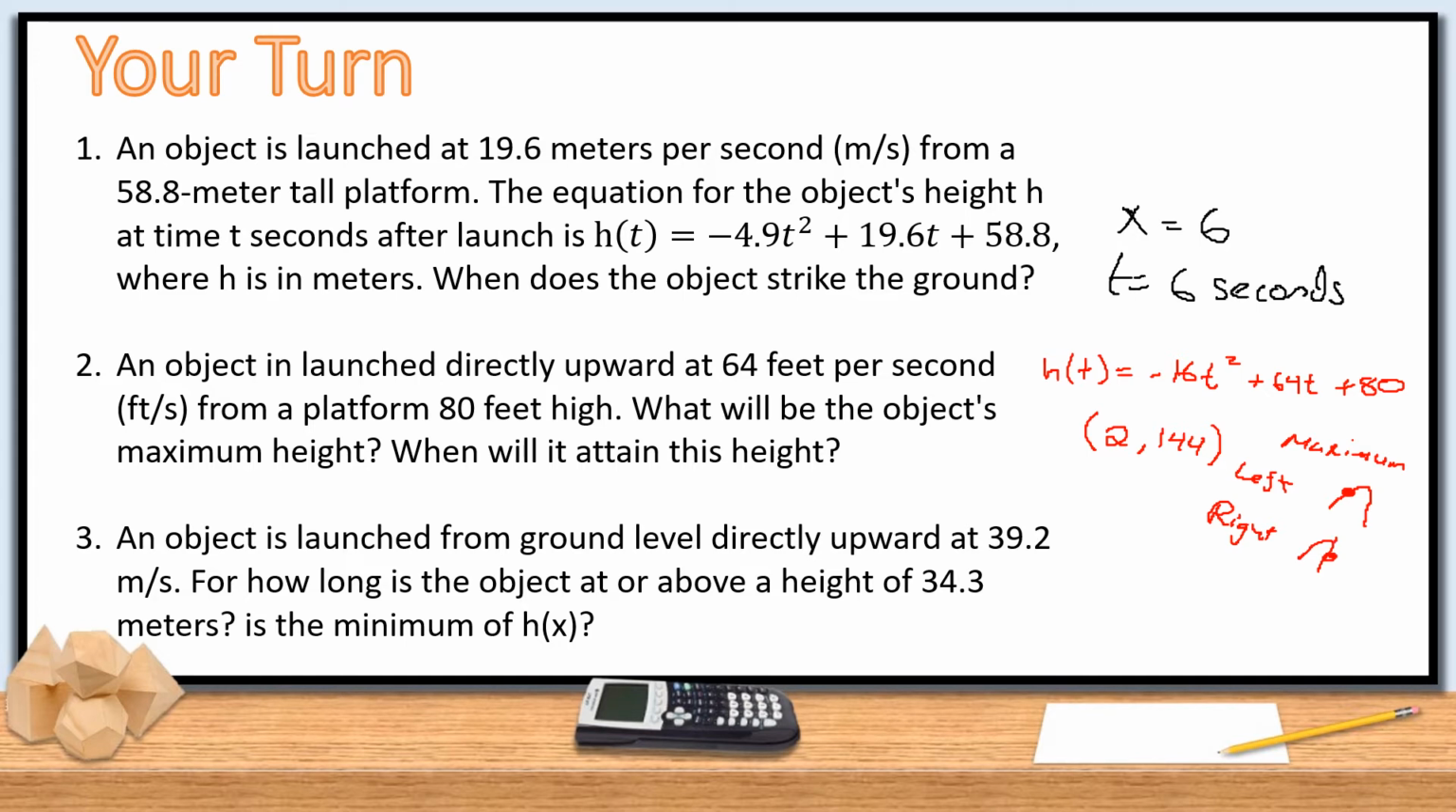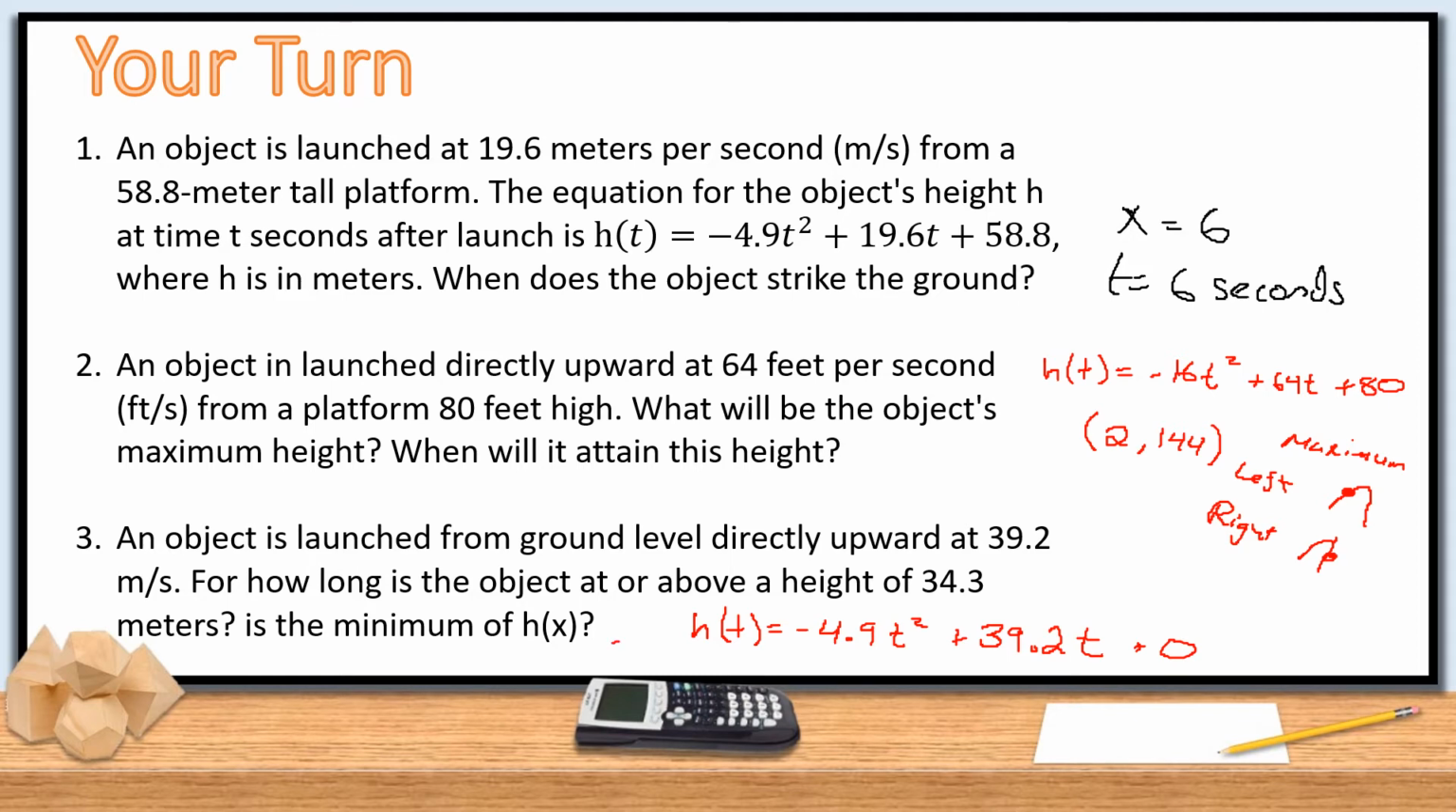Third one, object launched from the ground directly upwards. For how long is the object at or above a height of 34.3? So we've got h of t, in meters per second, so minus 4.9t squared plus 39.2t, and then it's launched from the ground, so h of 0 is just 0. And then we want to know when it is at a height of 34.3 or higher.